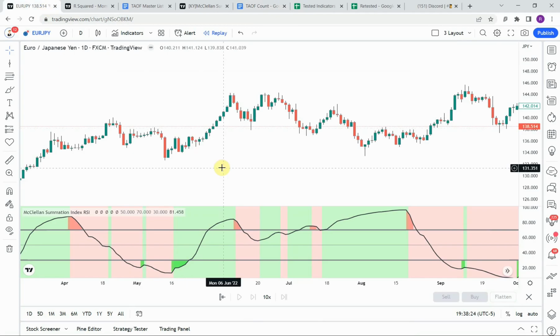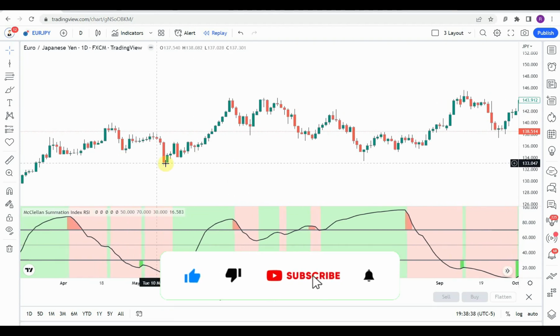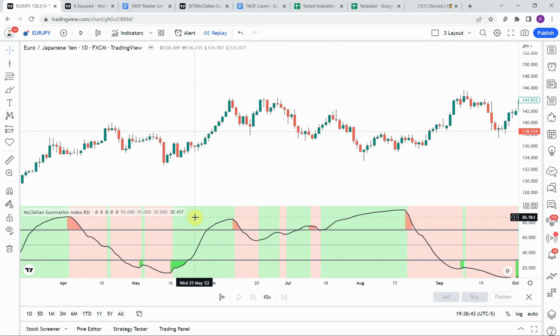Okay, so today we will be looking at an advanced testing of the McClellan Summation Index Indicator. You can see it here on the bottom of the screen. In this particular indicator, it did not do over 10 trades within the 1 year's time, but this indicator does not function on a lower time frame, so it seems to only work on the daily time frame. Maybe a higher time frame than the daily, but I didn't test that. Definitely didn't work on a lower time frame than the daily. And so I went ahead and did the advanced testing on the daily time frame.